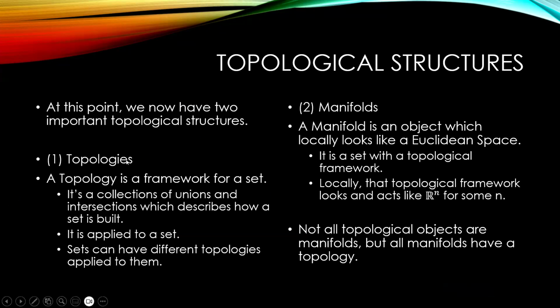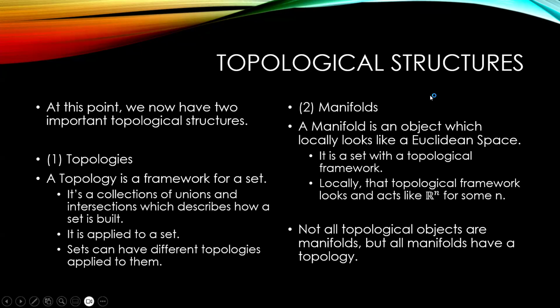The first is topologies. And so a topology is just a framework for a set. It's a collection of unions and intersections which describes how a set is built. It's applied to a set, and sets can have a number of different topologies applied to them. This can be a continuous set, it can be just a bunch of disconnected points, but we can form topologies on just about any structure.